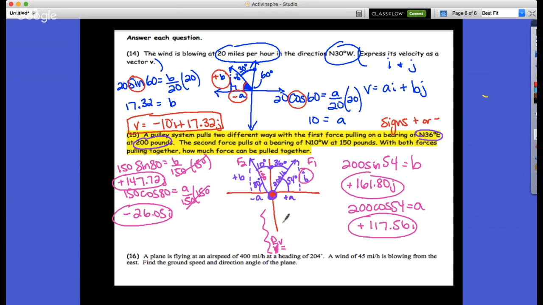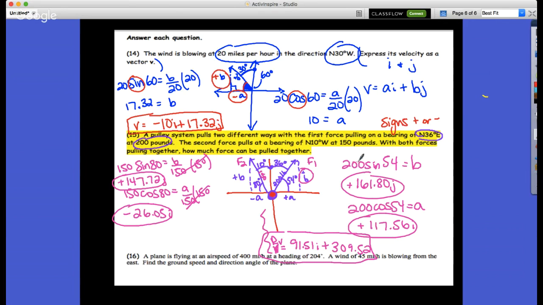117.56 minus 26.05. I'm sorry, I messed up on that. You kind of follow me through with these. Get 91.51. So we'll do 91.51 i, and let's do the j, 147.72 plus 161.80. Perfect. So we have 309.52. So my resultant vector is this right here.